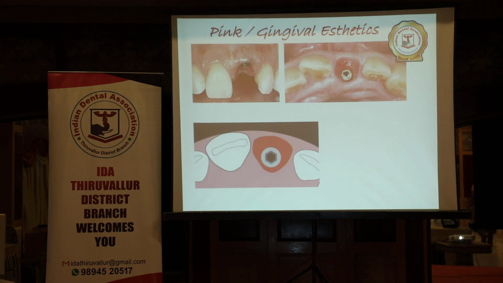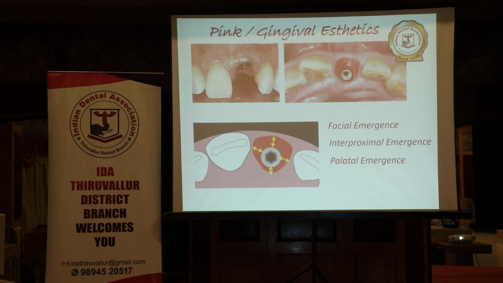So now coming to the pink aesthetics or gingival aesthetics, we call this the gingival emergence. When you are planning an emergence, we have to plan the emergence in 3 different areas. The first thing is the facial emergence. The second thing is the interproximal emergence. And the third one will be the palatal emergence. So you have to work on it individually.